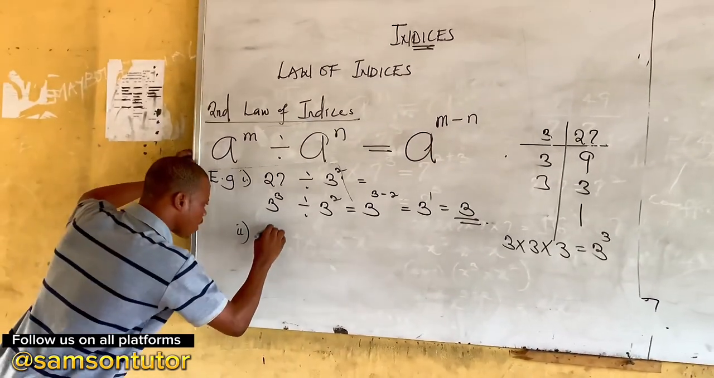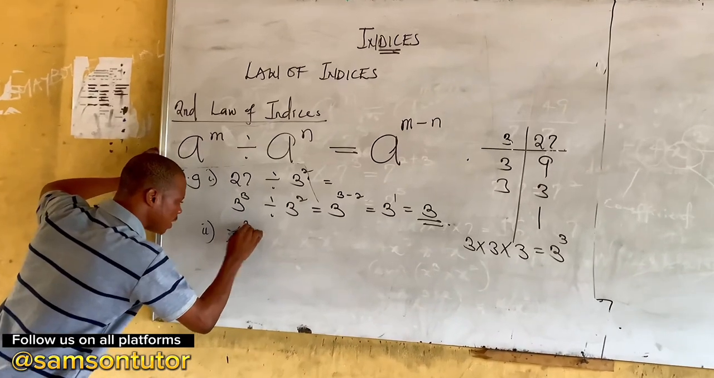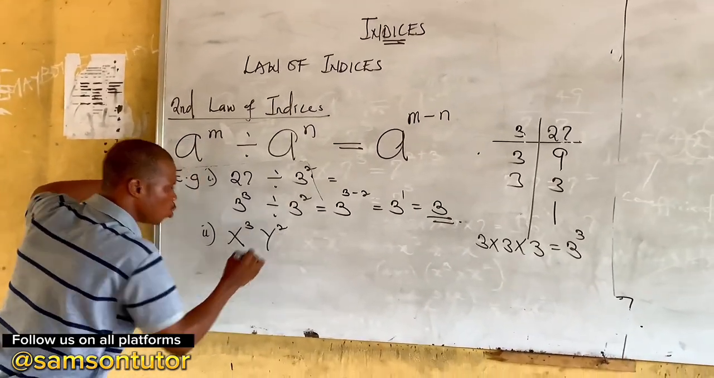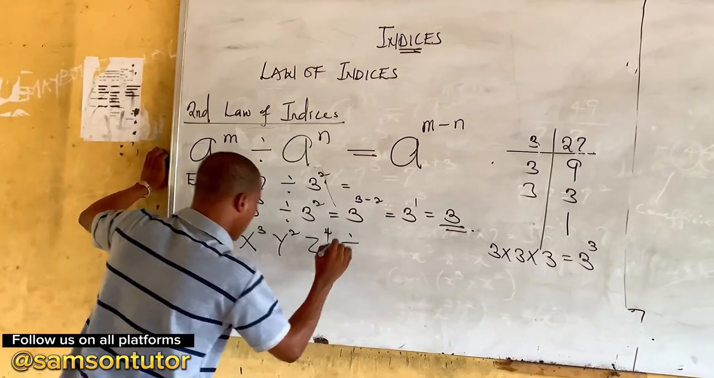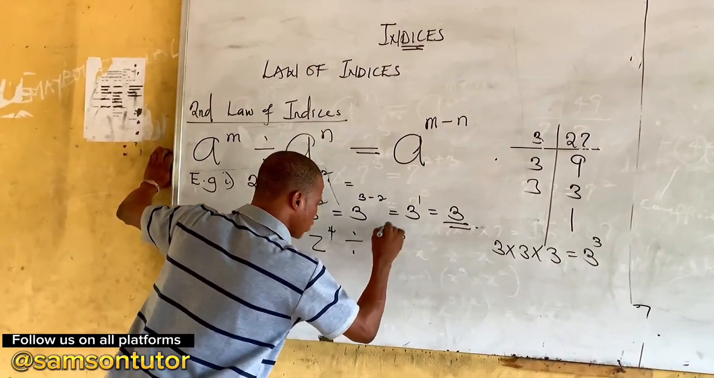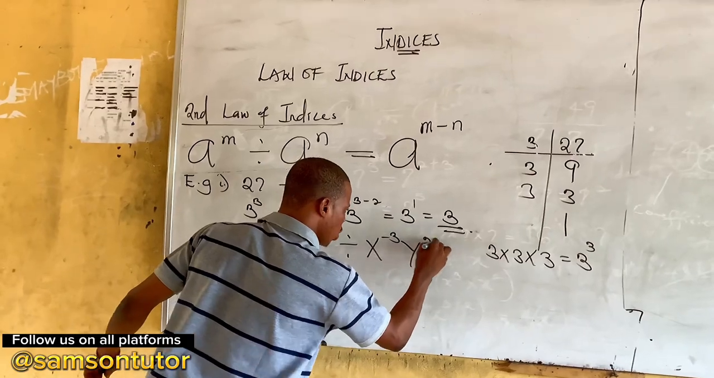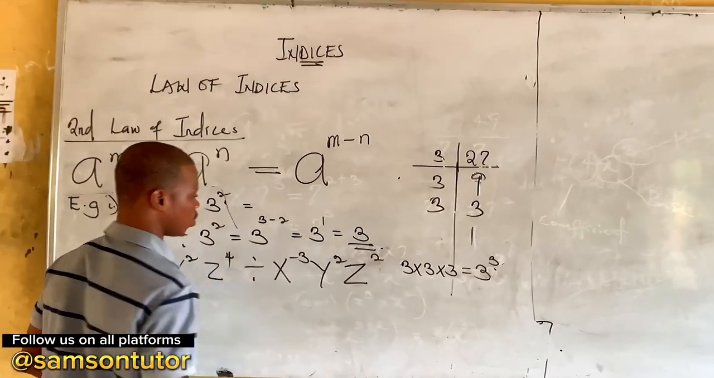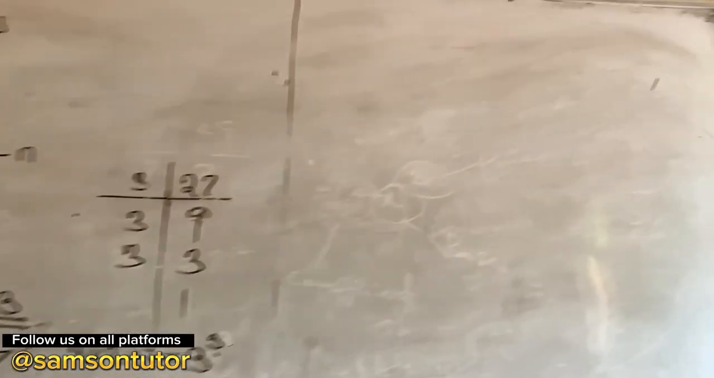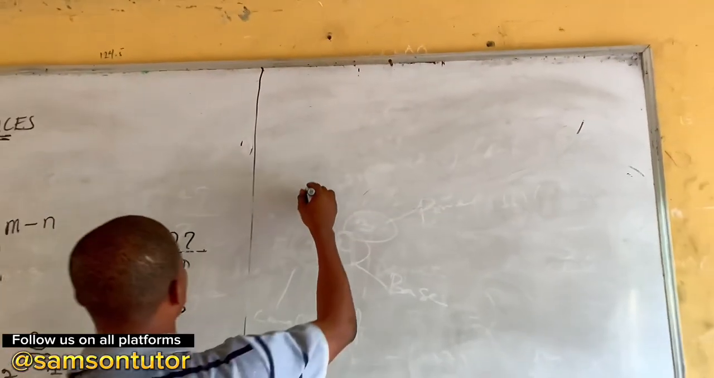Now we look at the second example. We have x raised to the power 3, y raised to the power 2, and z raised to the power 4, divided by x raised to the power minus 3, y raised to the power 2, z raised to the power 2. Now, let us work it. We continue from here. Now, the solution.